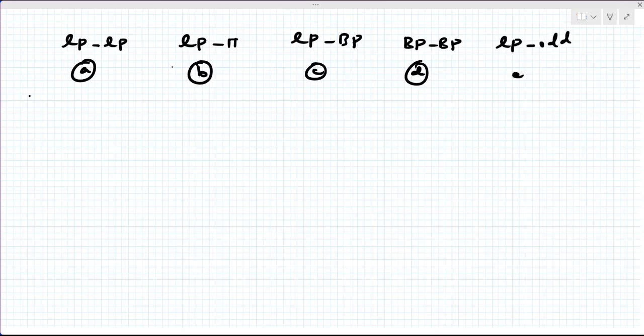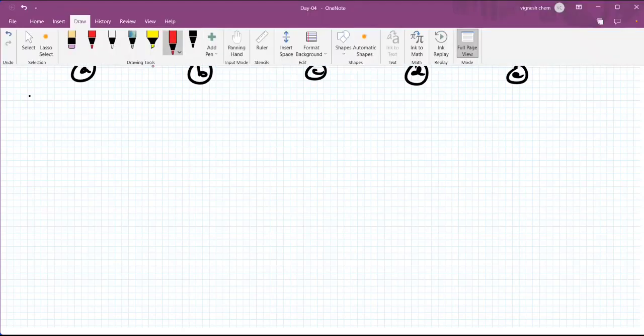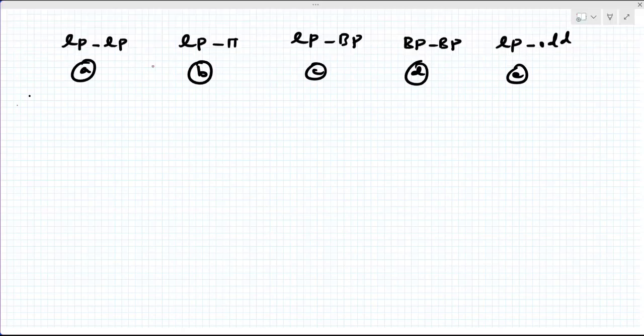Okay, first we need to find out the number of electron repulsions. Now see, lone pair: 2 plus 2 is 4, this is 4 electron repulsion. This is 2 plus 2, again 4 electron repulsion. This is 2 plus 2, 4 electron. Bond pair, again 4 electron. This is 2 plus 1, 3 electron, which is less repulsion.